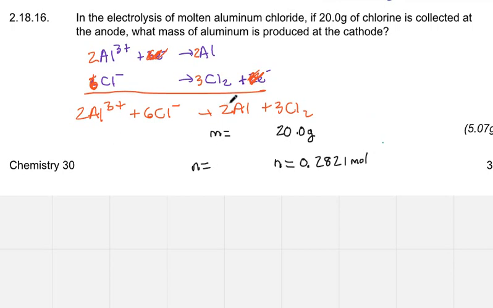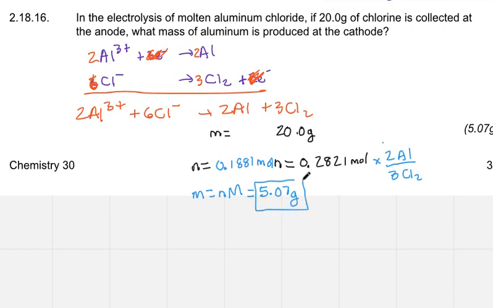So how many moles of aluminum do we have? The ratio of these things is 2 to 3. We get 2 aluminums for every 3 chlorines that there were. 0.2821 times 2 divided by 3 gives us 0.1881 moles of aluminum. Multiply that by the molar mass of aluminum. Mass equals number of moles times molar mass, and we get 5.07 grams of aluminum metal produced.